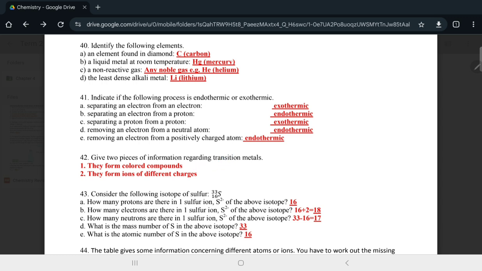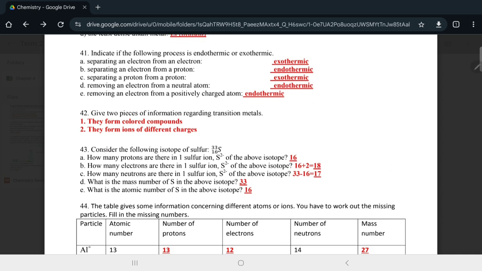Okay, give 2 pieces of information regarding transition metals. The 2 most important things you need to know about transition metals. Don't take it as work, take it as a fun fact, is that they form colored compounds when they react, and they form ions of different charges. Okay, this is to be memorized. Take it as a fun fact, okay?